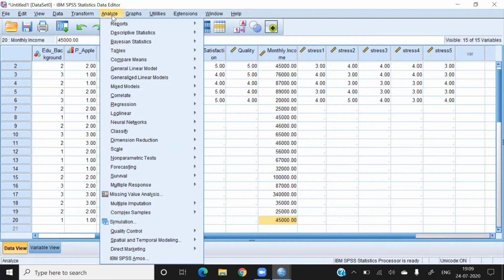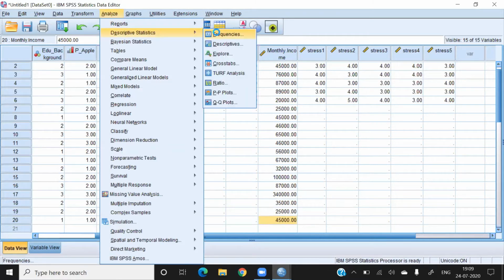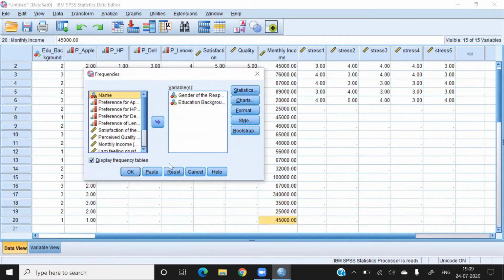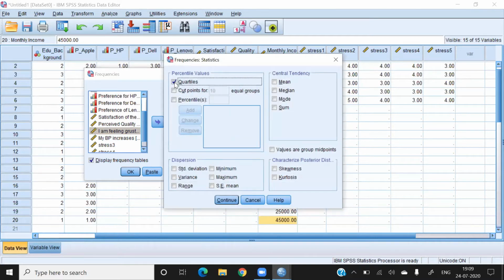Go to Analyze, Descriptive, Frequencies, and go to Reset here. Reset means come to the original state, and take monthly income here on the variable side. If you select and click on this, you can transfer the variables from one window to another window. Go to Statistics, where we want to see quartiles here. This section is for central tendency. We want to see the mean, median, mode, most important, and quartiles.